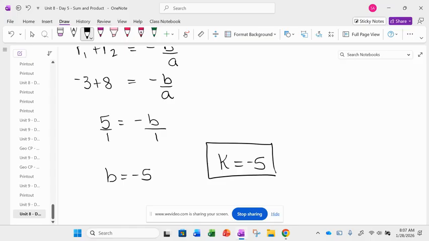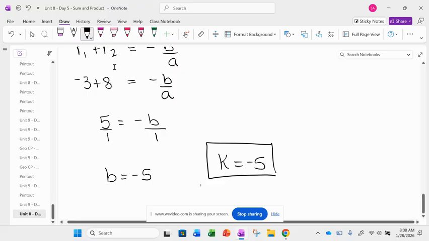All right. We are done for today. I'm not going to assign any homework. We're just going to use the sum and product idea in tomorrow's lesson. So that's where we're going to stop.